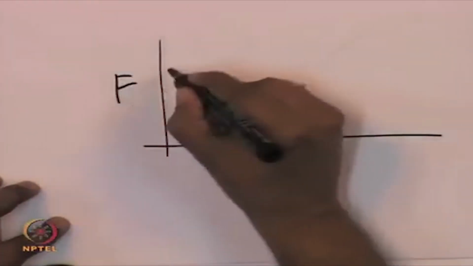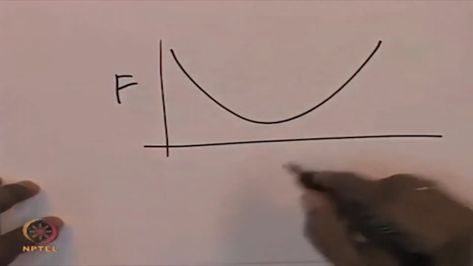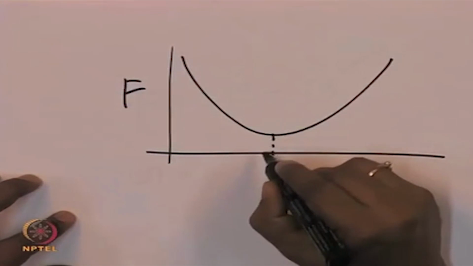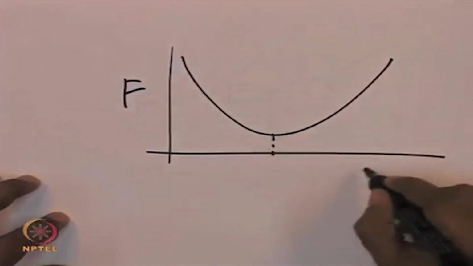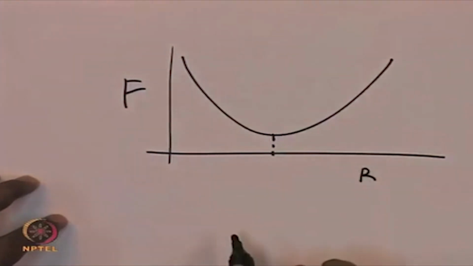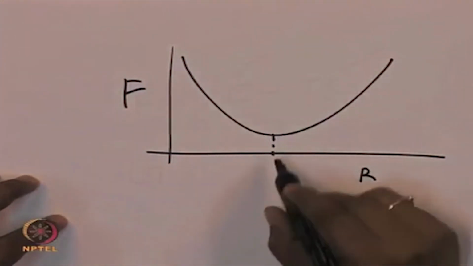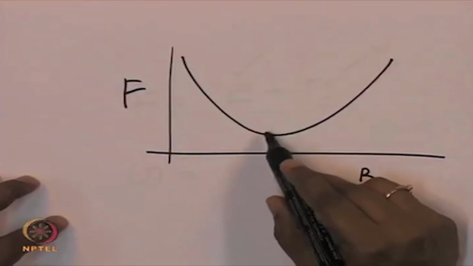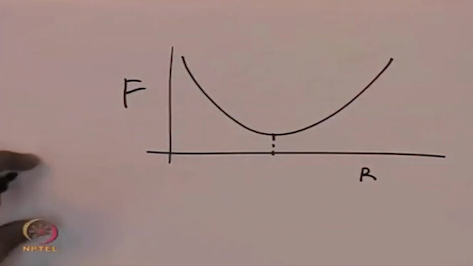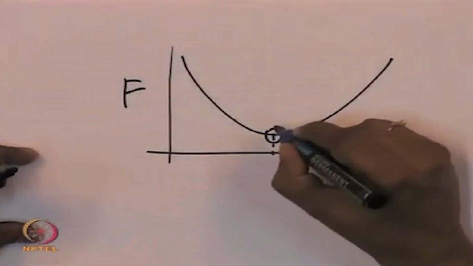When you plot free energy as a function of some variable, let us say r, there will be some minima like this. This point where the free energy is minimum is a particular state, and this state will be the equilibrium state.